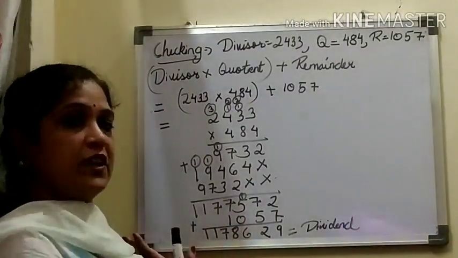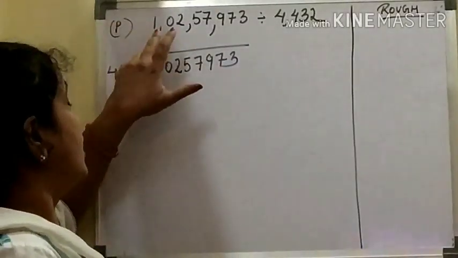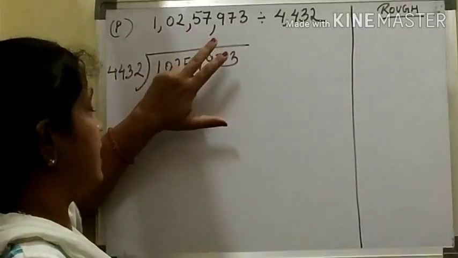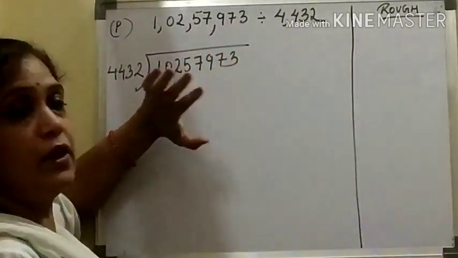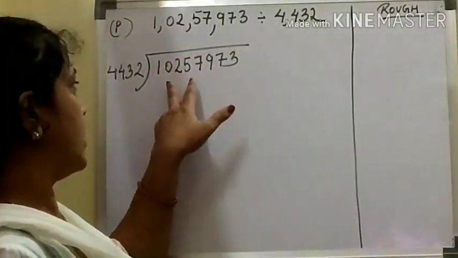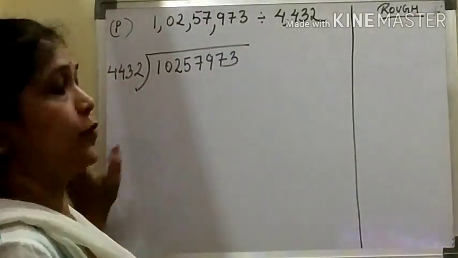We will solve one more example of this type. Example one, I am doing. Now the question is 1,02,57,973 divided by 4432. Now how should we proceed? First I have written the number without inserting the commas here, and we have to divide by 4432.